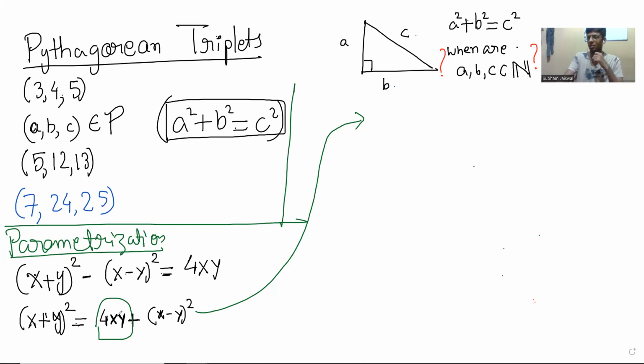So what's the easiest way to do that? Just choose x to be a perfect square, some m square. And just choose y to be some n square. I mean, if you want to get this, that's what you should do. If you want to get something like this, that's what you should do. You see, this is how algebraic identities can give you loads of solutions, right? Can give you a family of solutions.